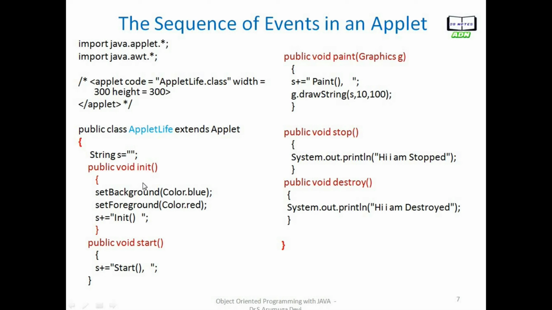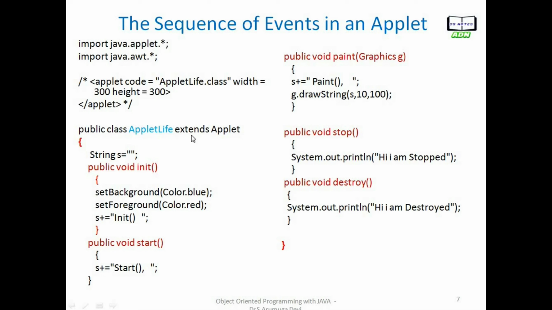This is a sequence of events in an applet, and here is one example that illustrates the life cycle of an applet. I have imported two packages, the applet package and the AWT package. For any applet coding, you must import these two packages. Since it's an applet, I have embedded the applet tag with the code. Since my class is AppletLife, I have specified appletlife.class, with height and width. And you should remember, when you are writing an applet, the class must be declared as public, and this is the class name.